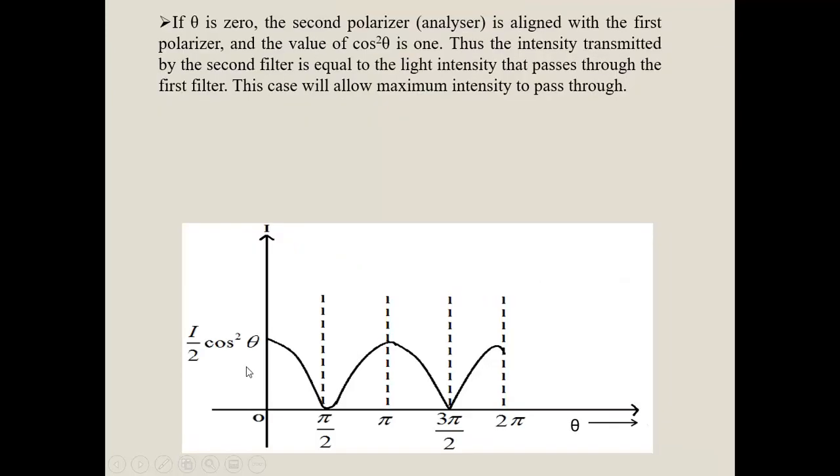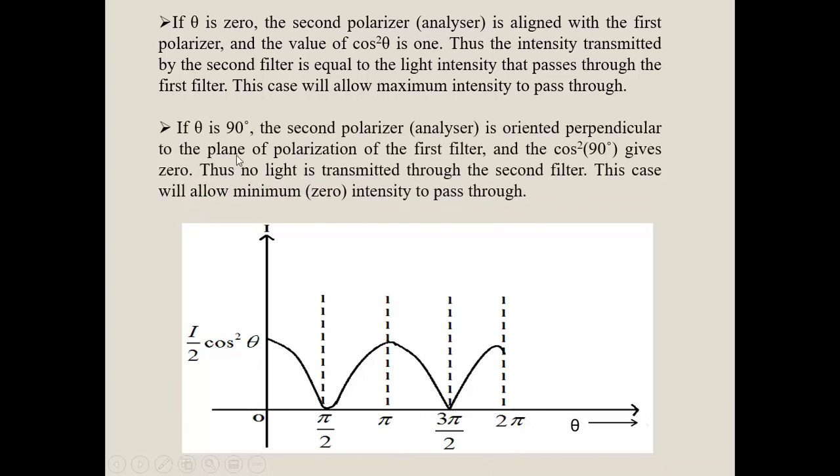A little bit further analysis of this. Suppose theta, that is the angle between polarizer and analyzer, is 0. The second polarizer is aligned with the first polarizer and the value of cos²θ becomes 1, that is maximum. Therefore, the intensity transmitted by the second filter is equal to the light intensity that passes through the first filter. This case will allow maximum intensity to pass through. So you will be having maximum intensity at theta equal to 0, theta equal to π, theta equal to 2π, and so on and so forth.